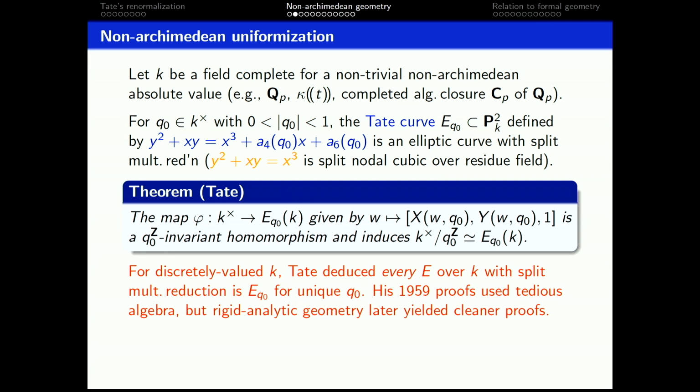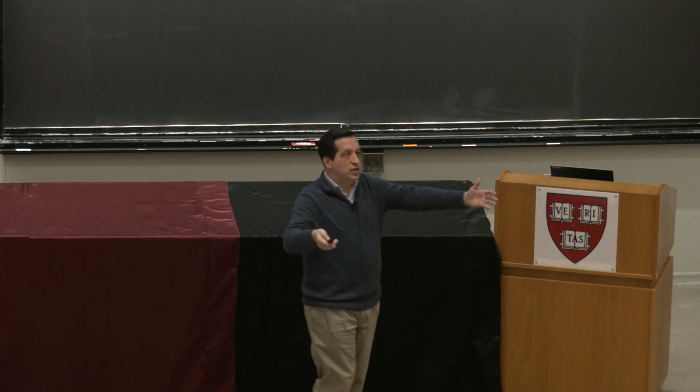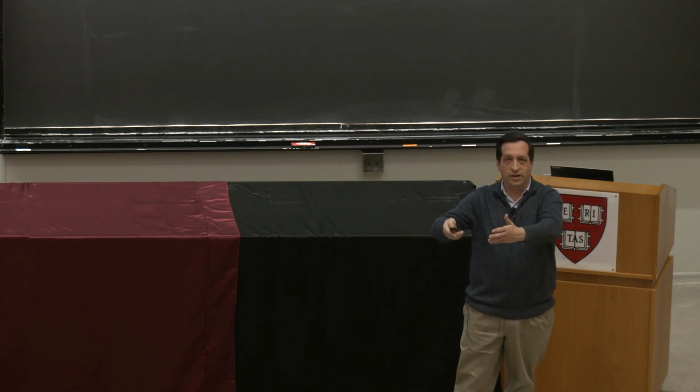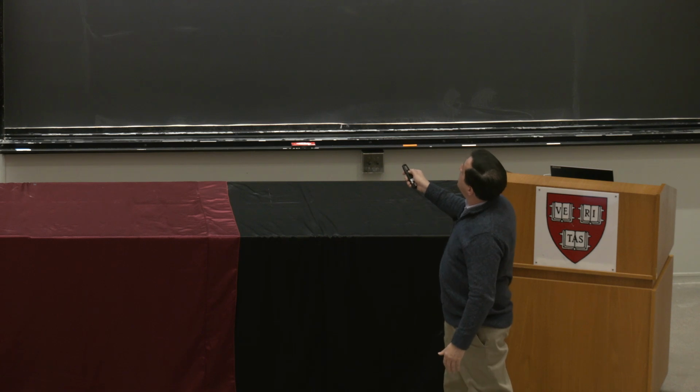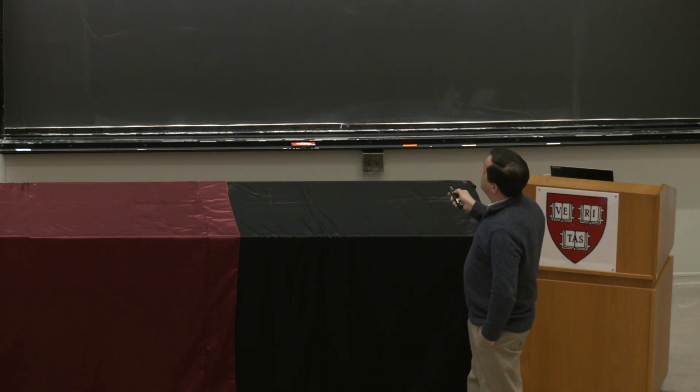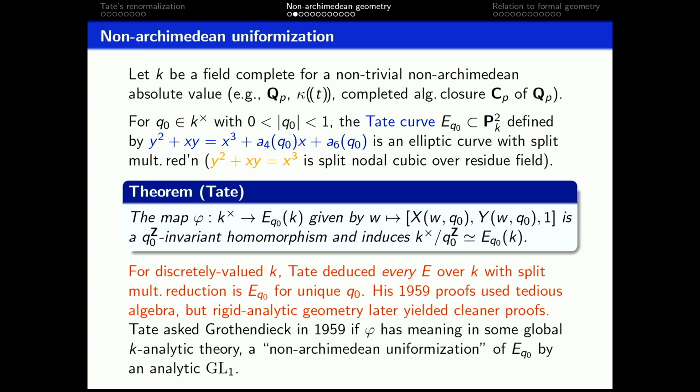Now, the document that he wrote in which he worked this all out in 1959 uses some rather tedious algebraic calculations. That's because at that time he had nothing else to rely upon. If you're able to invoke, fast forward to the future, rigid analytic geometry that came later from his work and others, then in fact the proof of this identification can be done without a lot of this algebra. Okay, in any event, so Tate asked Grothendieck in 1959 whether his calculations and his proof of this could be interpreted and give this map some kind of better meaning in terms of some global K-analytic theory.